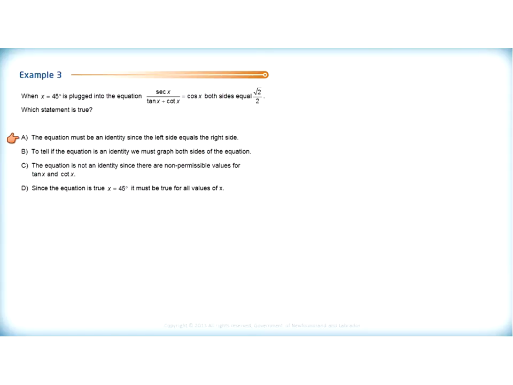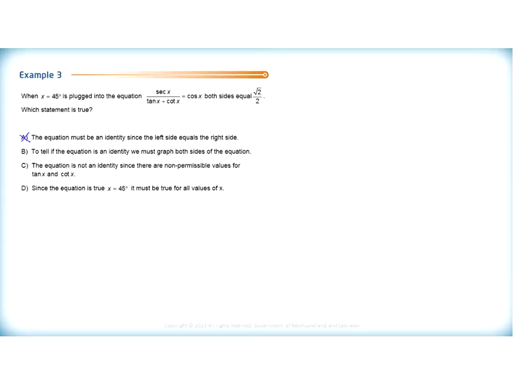Let's look at these a little closer. The equation must be an identity since the left side equals the right side. This only proves that it's true for that one value of x. It doesn't prove that it's an identity. An identity is true for all permissible values of x, so it can't be A. Let's move then to C.